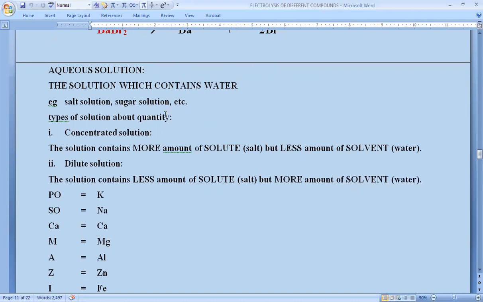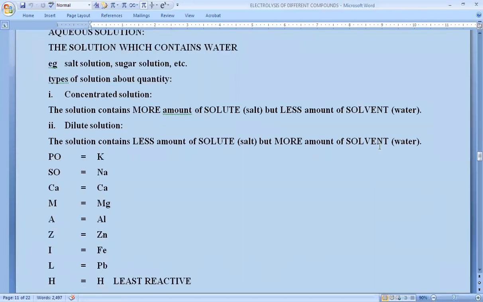So, types of solution by quantity. Number one, concentrated: that solution which contains more solute but less solvent water is known as a concentrated solution. Similarly, a dilute solution contains less solute but more solvent. This is called a dilute solution.